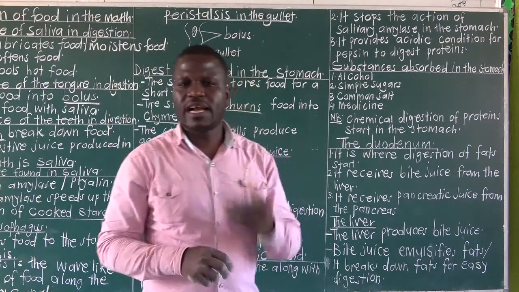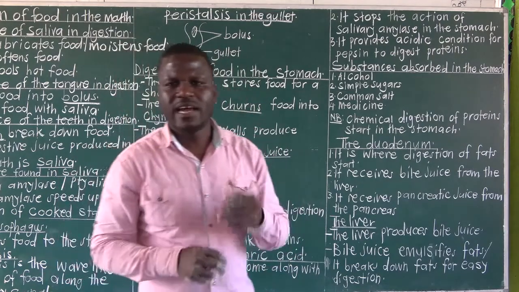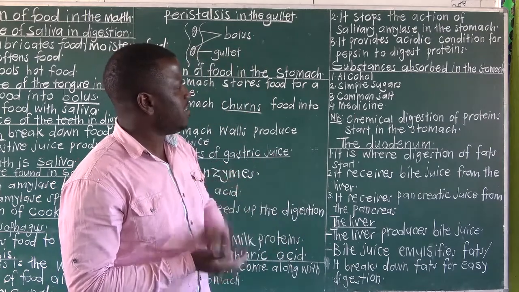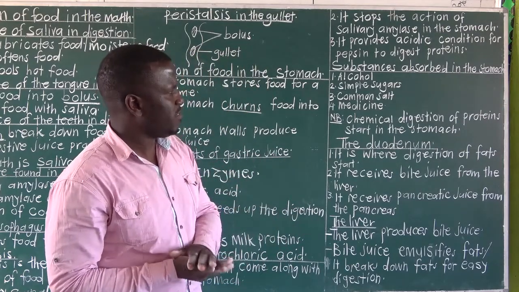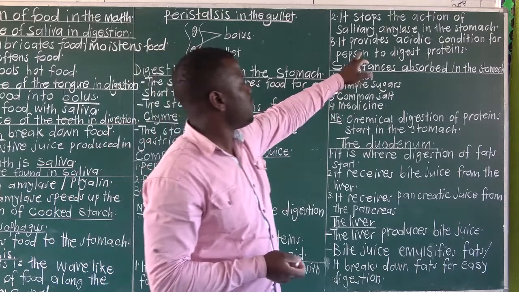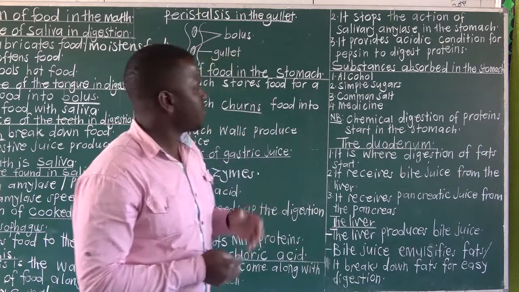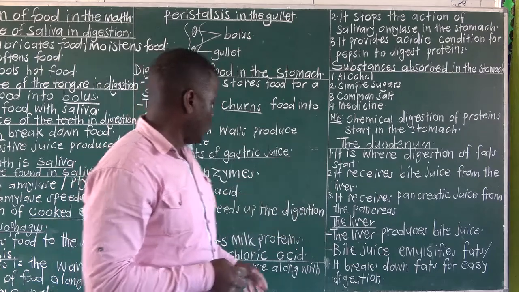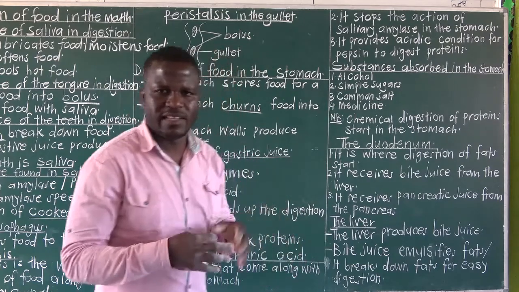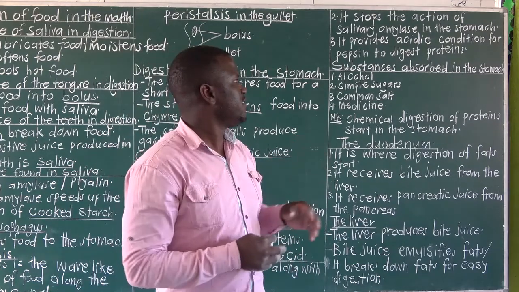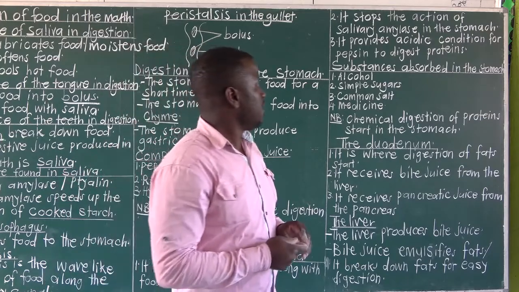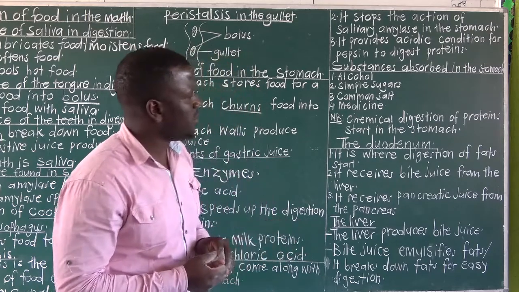So hydrochloric acid helps to provide acidic condition for digestion of proteins to take place by the help of pepsin. Pepsin works under acidic condition, and which acidic condition? Hydrochloric acid, the one which provides the acidic condition for easy digestion of proteins by the help of pepsin. Then we have substances absorbed in the stomach.